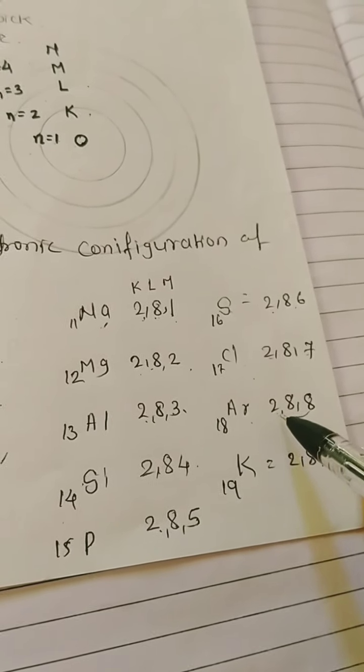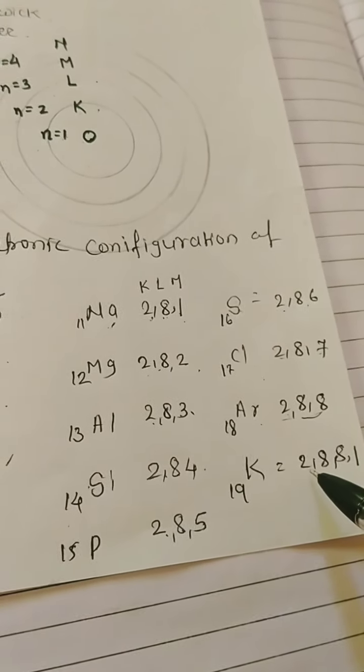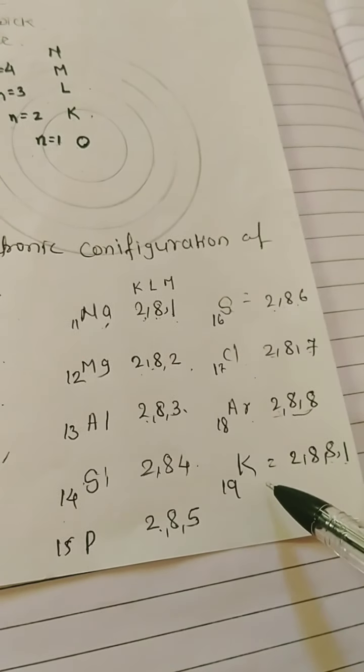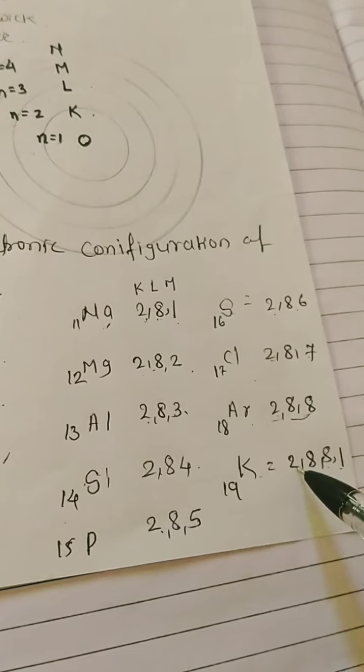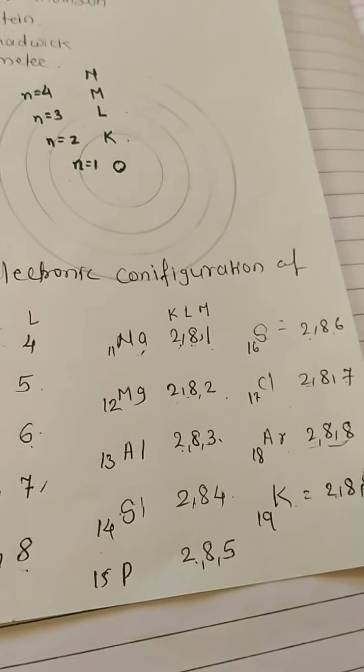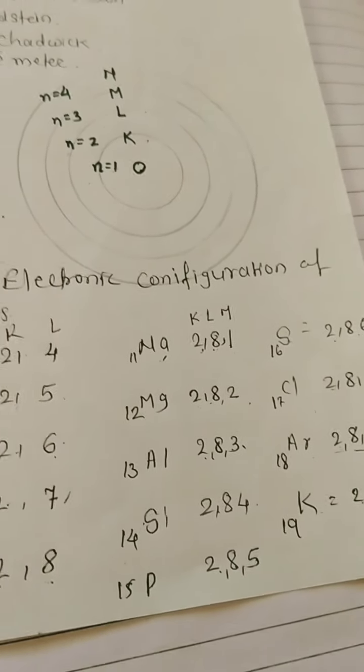Here its capacity is completed. So the next electron will enter into the next shell, that is the fourth shell. Okay. So K 2, 8, 8, 1. So this is the distribution of electrons in various shells.